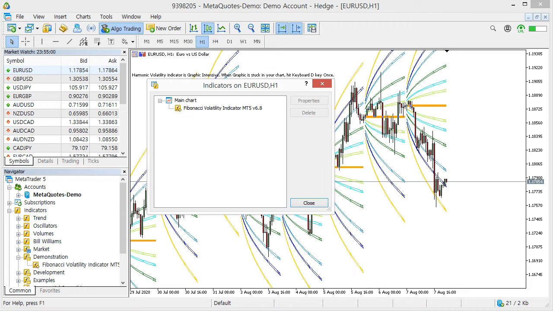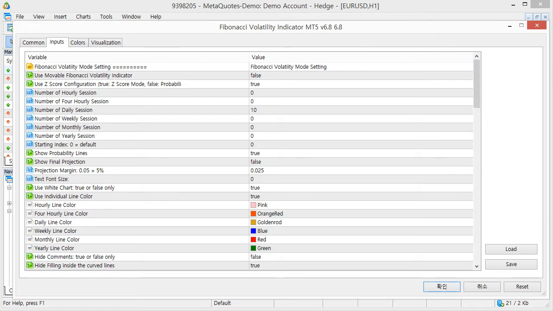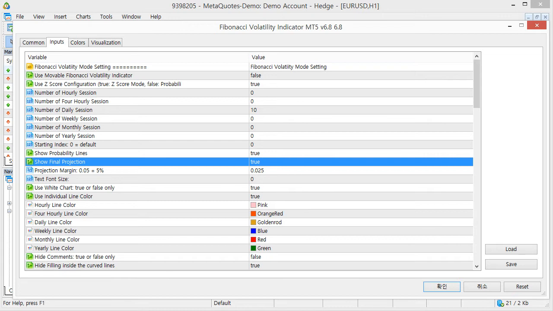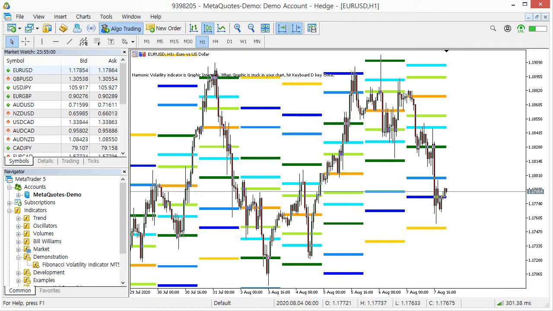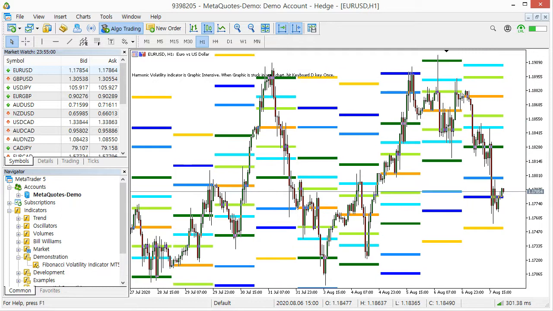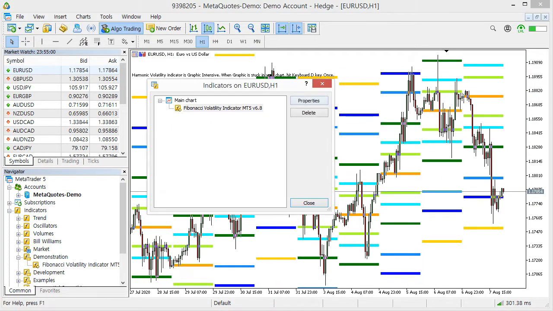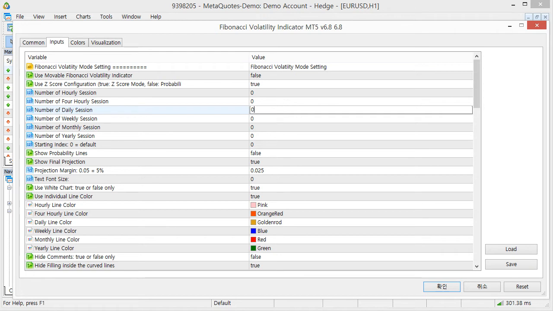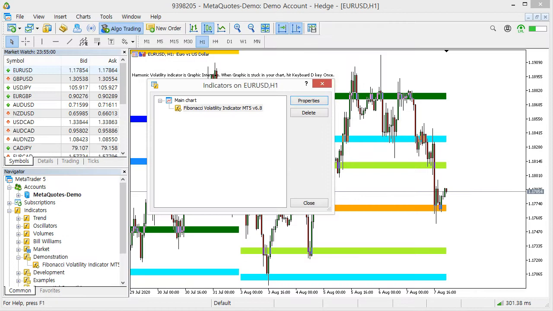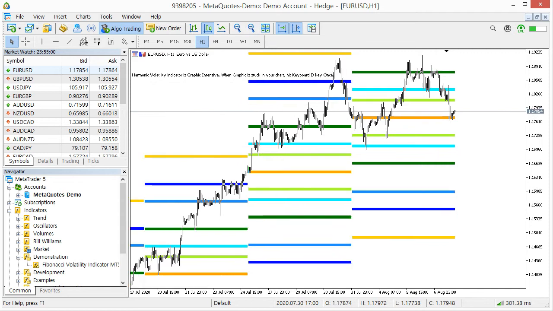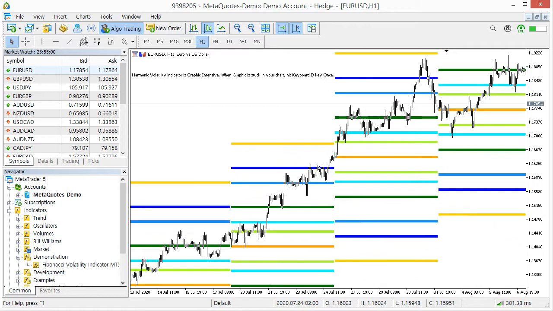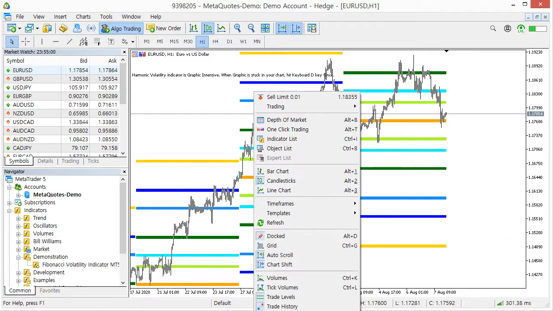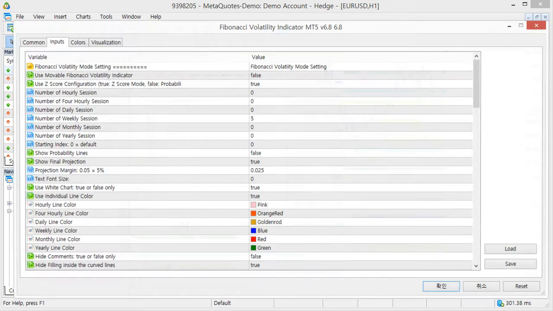The indicator can be used as daily support and resistance. Set show final projection to true and show probability lines to false. The indicator can be used as weekly support and resistance. To go back to volatility line mode, set show final projection to false and show probability lines to true.